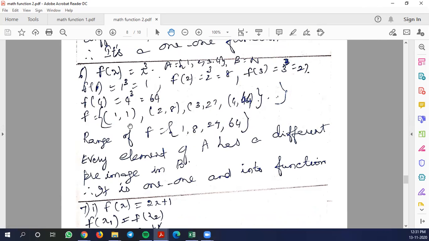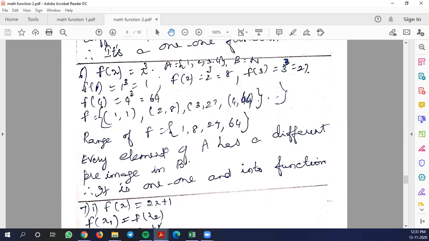Now the range, what is the range? Range means the second component, yes. So it is 1, 8, 27 and 64. Already we wrote in the previous exercises range of f. Now every element of A has a different pre-image in the set B, yes. So it is 1 to 1 and into function.